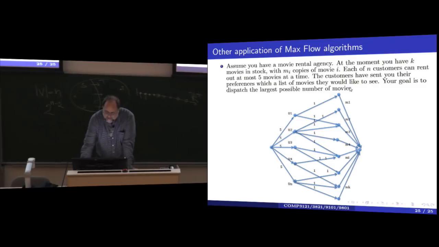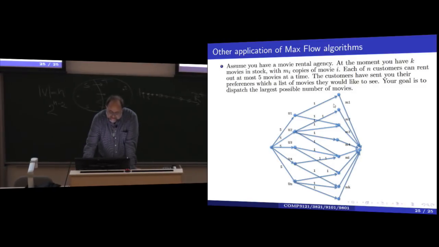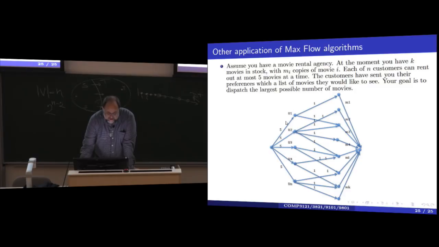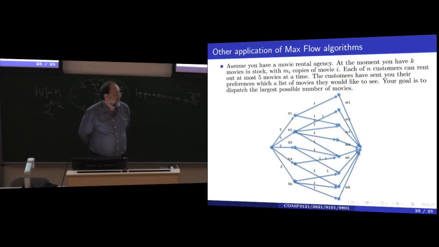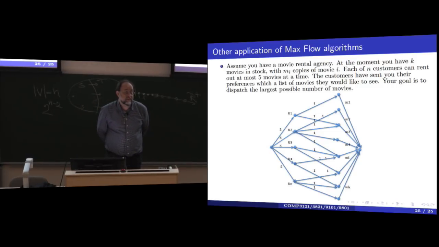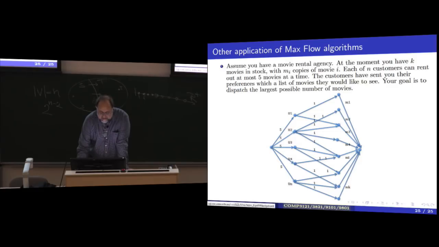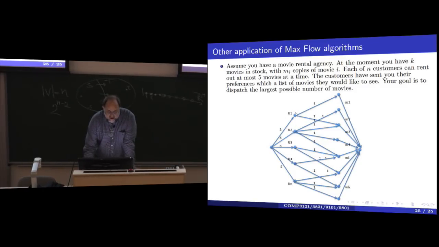Okay, so you have a certain number of customers, and just like these agencies, you limit how many movies each customer can take out at any time, right? So say here it is five movies per customer. And you have the requests. So your customers sent you requests. For example, customer U1 wants to see movie M1 and wants to see movie M3, right?